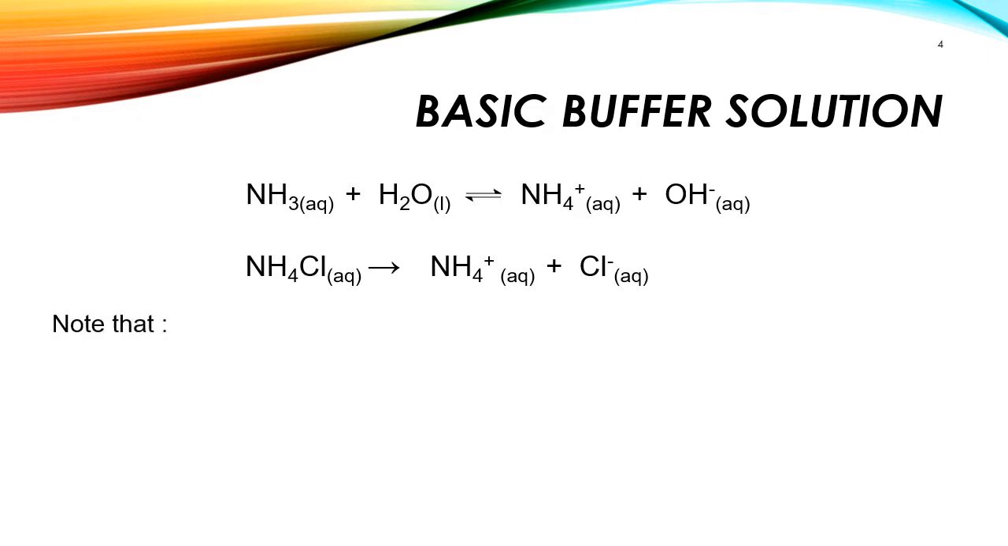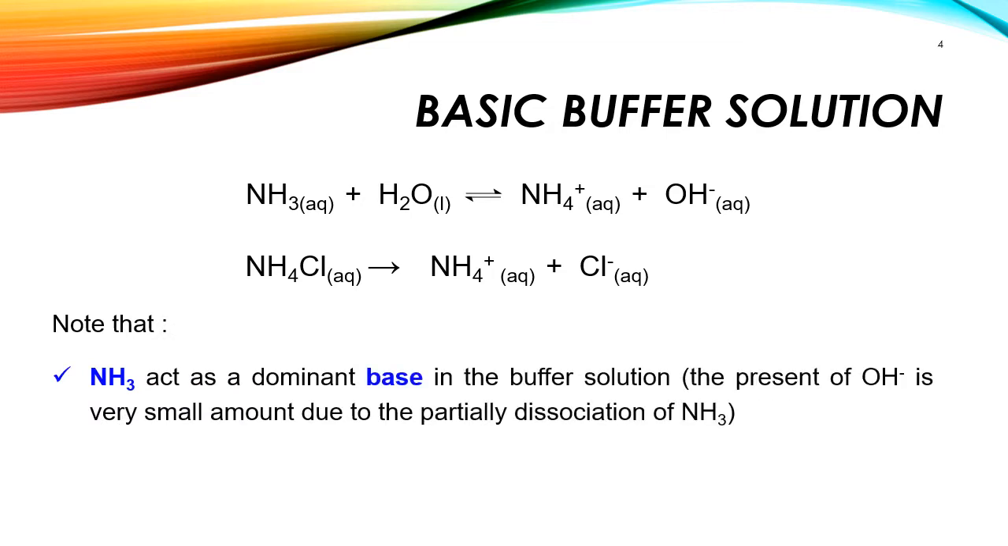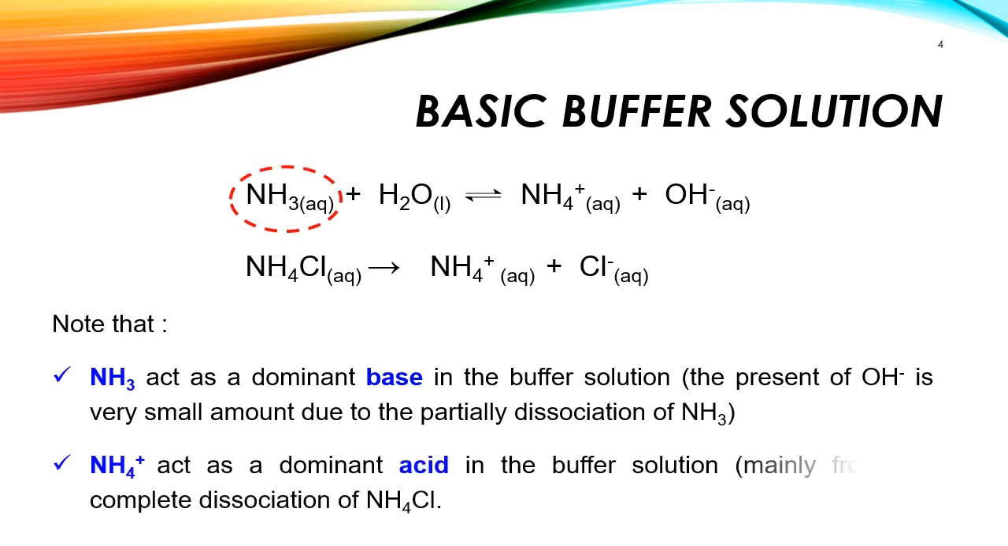In this basic buffer solution, the ammonia acts as the dominant base. The amount of hydroxide ion present is very small due to the partial dissociation of ammonia. The ammonium ion acts as the dominant acid in this buffer solution, mainly from the complete dissociation of the ammonium chloride.